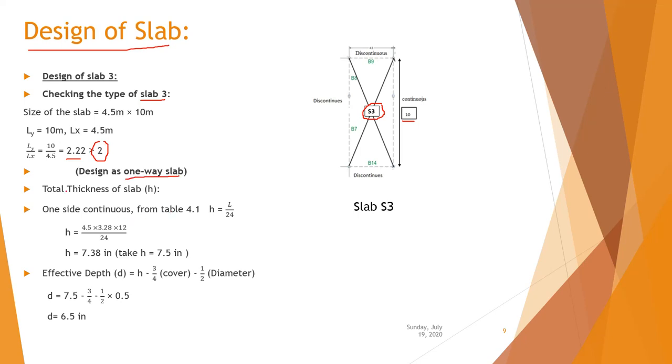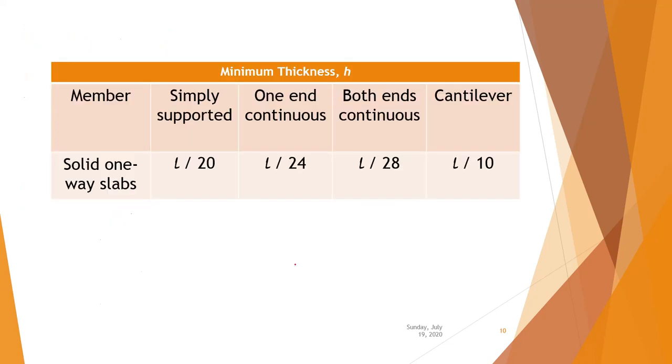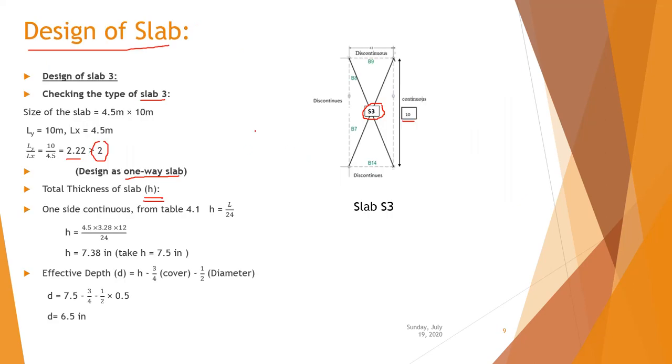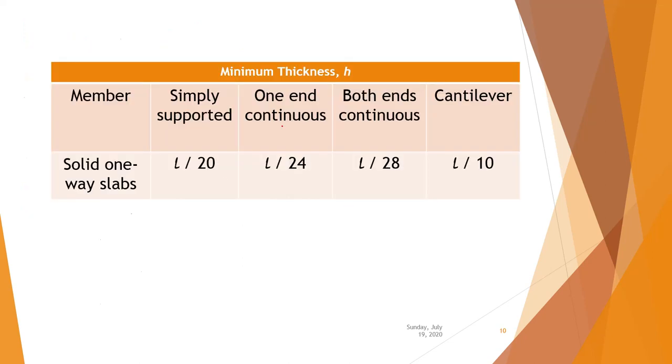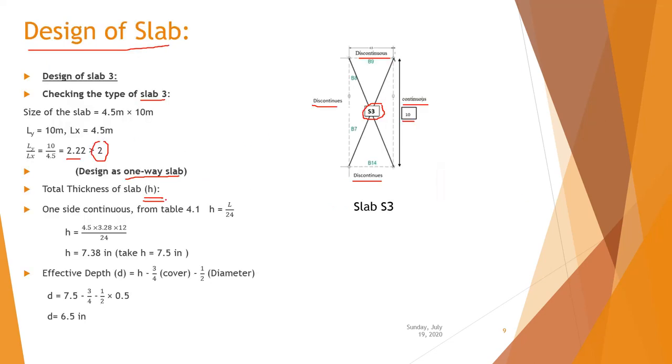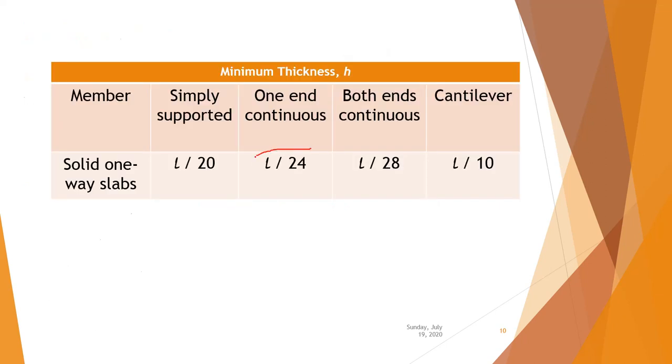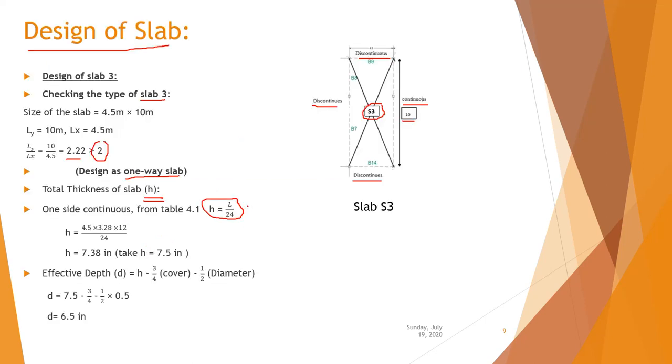So now we can find the total thickness of slab, h. How will you find the h? Actually, the ACI code shows values here. You have to choose it. When we want to design with the ACI code, you have to go to this table. As I show you here, it is one side continuous. Only one side is continuous, and the others are discontinuous. Therefore, you have to choose the one end continuous. This one is h equal to L over 24. Therefore, you will choose this value.